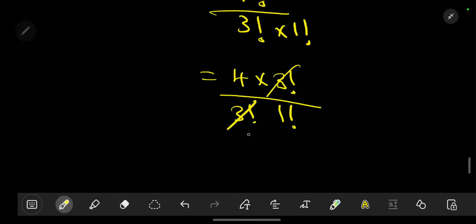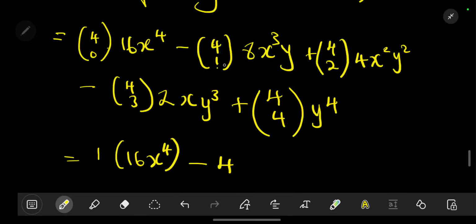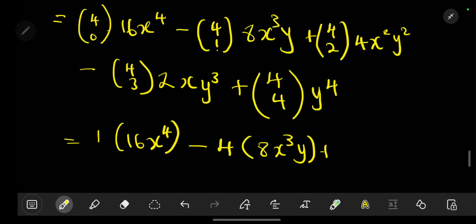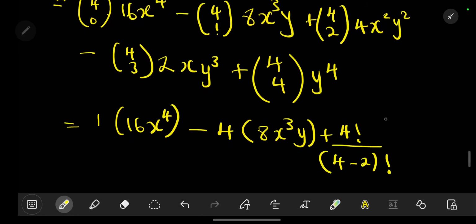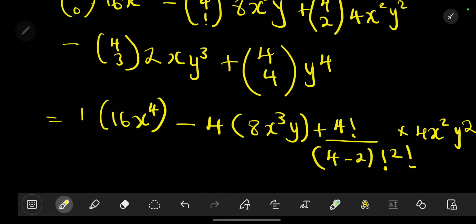This and this will cancel, and 1 factorial is 1, so we are going to remain with 1. So just any number combination 1 is itself. So we are going to have 4, then we have times 8x to the power 3 y like that. Then we have plus, so here we have to labor, we are going to say 4 factorial over 4 minus 2 factorial, 2 factorial. Then we are multiplying it with times our 4x squared y squared like that.